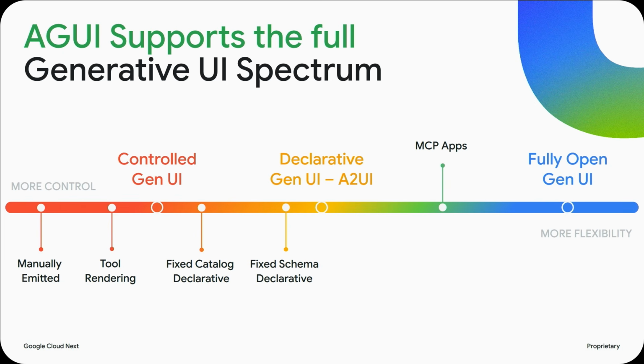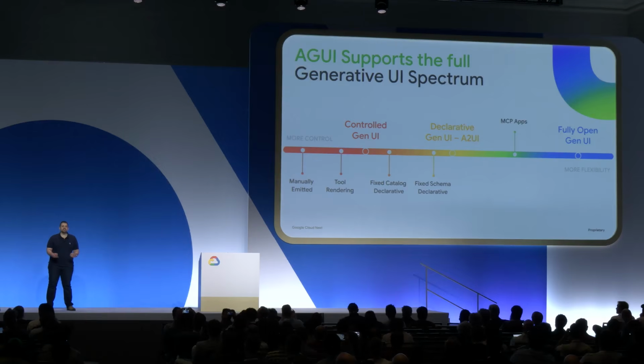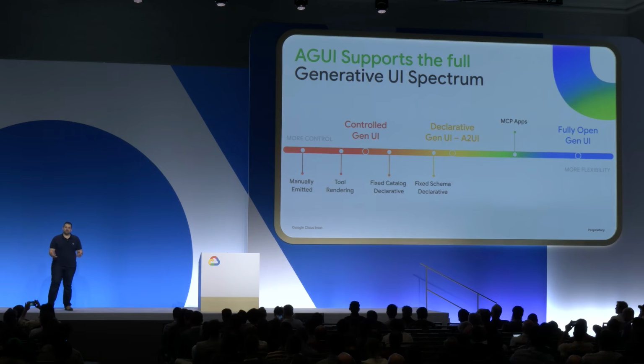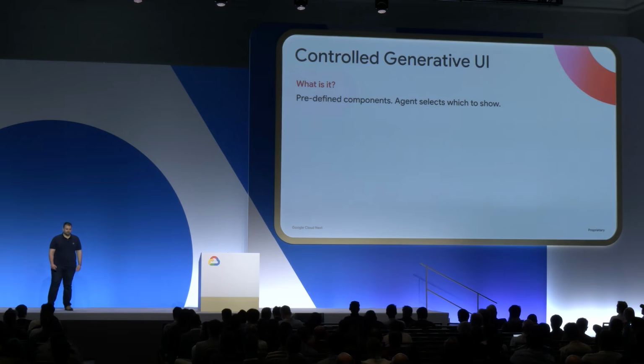What's become very clear to us, working with all these top leaders over the past couple of years, is that no single generative UI solution is good for all different use cases. And generative UI solutions really live on a spectrum that extends from more control to fully open-ended. And AGUI supports this full generative UI spectrum, which means you can bring the right tool for the right job at any given time. And now I'm going to speed through the three key pillars of the generative UI spectrum: controlled, declarative, and open-ended generative UI.